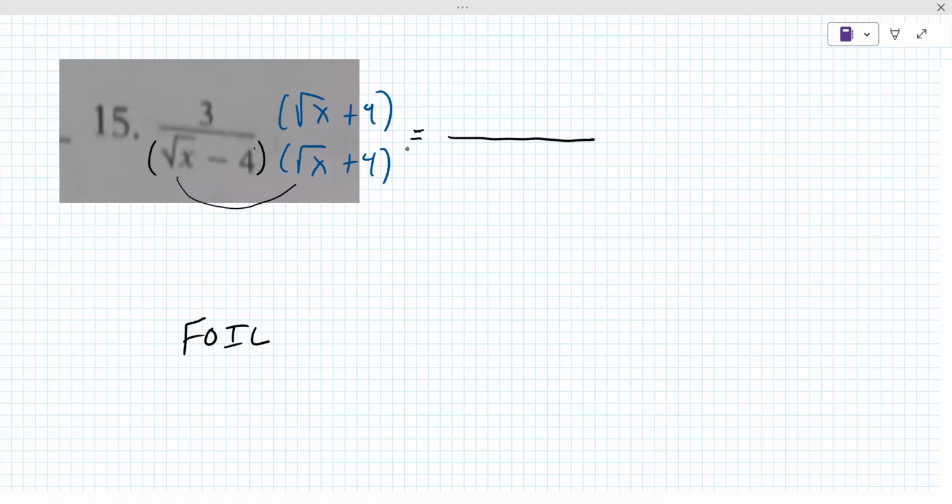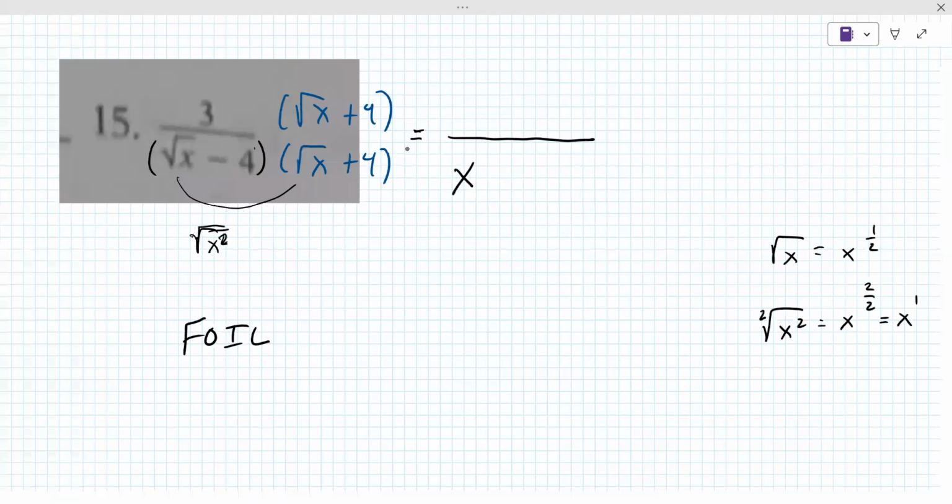That would become square root of x squared. Okay, but that reduces, right? The square root and the square undo each other. Remember, the square root of x is x to the 1/2. So if you have a square root of x squared, it's x to the 2/2. 2/2 becomes 1, so just x to the 1.